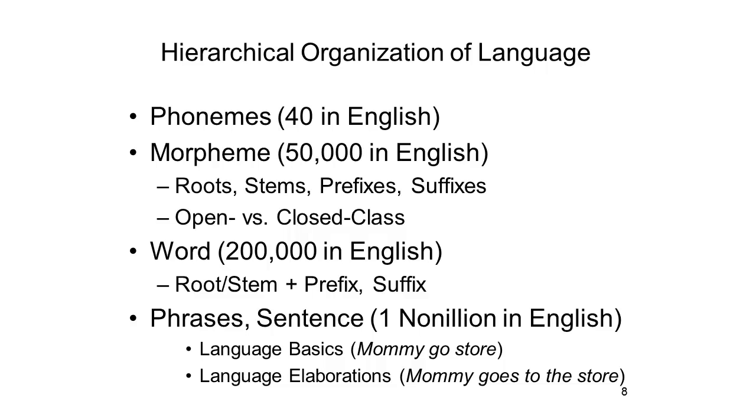However, during their babbling period, infants gradually narrow their repertoire of phonemes to those of their native language, that is, the language to which each infant is exposed. This results in an accent when the person learns to speak a new language as an older child or as an adult. At the next level, the morpheme is the smallest unit of speech that carries meaning. In English, there are about 50,000 of these, roots, stems, prefixes, and suffixes.